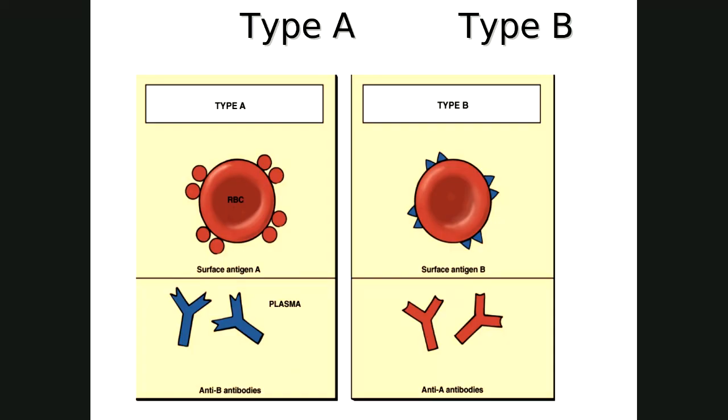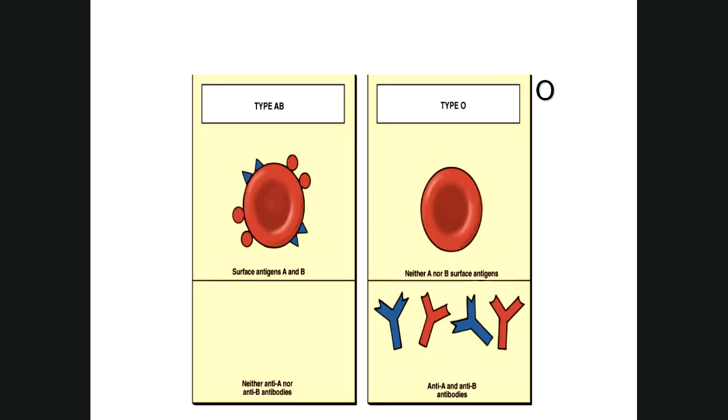Any questions? Does everybody understand type A, type B, type AB, type O? Well, that's weird. But anyway, type A, B, and type O, everybody understand it? Any questions?